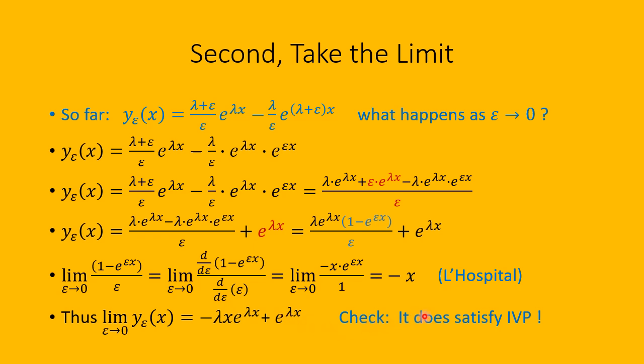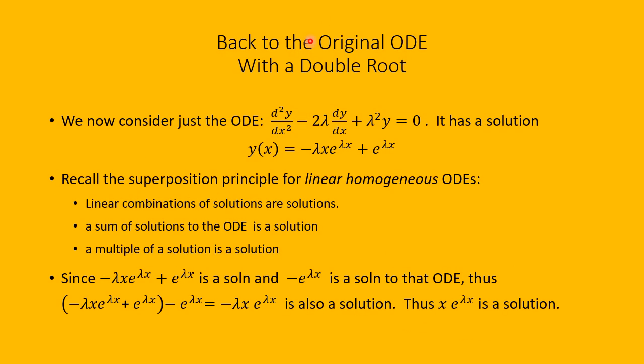Now you can check by yourself to show that this really does satisfy the initial value problem that we started with, that double root of the characteristic equation. So now I'm going to show what the two linearly independent solutions to that differential equation having double roots to the characteristic equation are. So let's look at the differential equation that we were looking at initially with double root. And now we have that y of x equals minus lambda x e to the lambda x plus e to the lambda x is a solution to this differential equation.